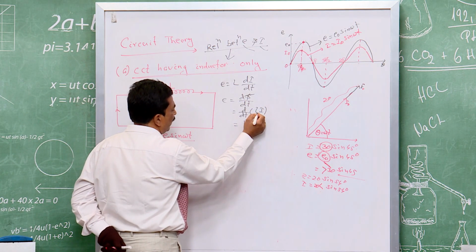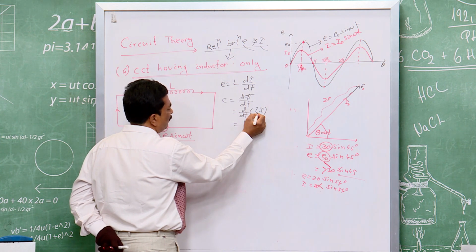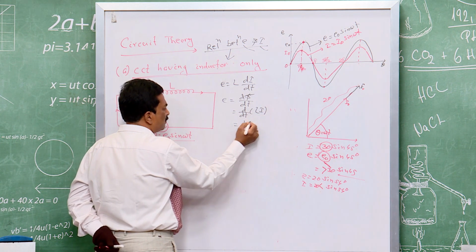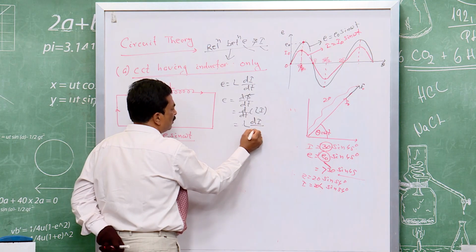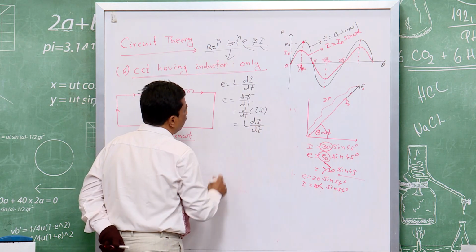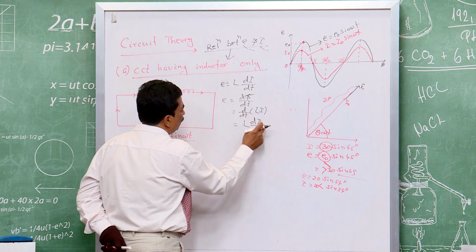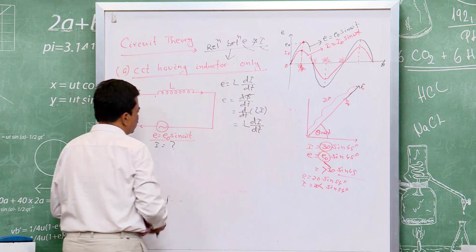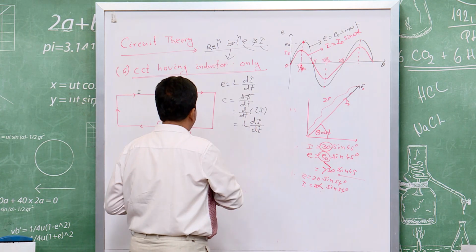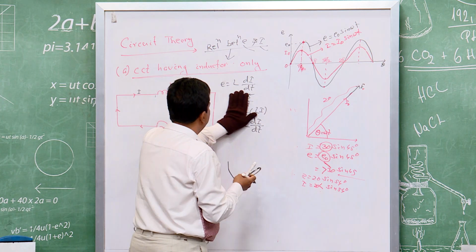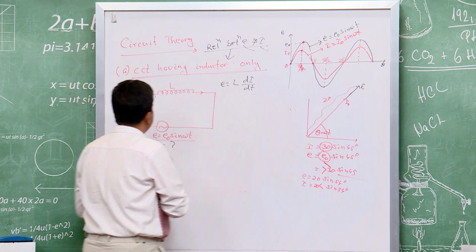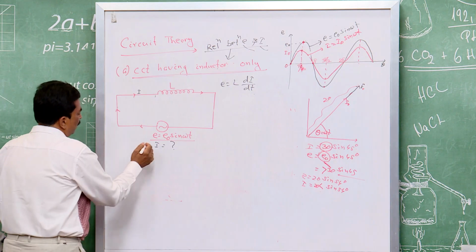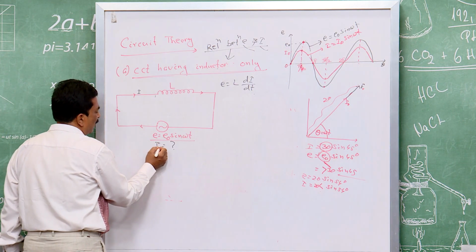So, this is equals to L, that is the coefficient of the self inductance, that is the constant comes out, and that is equals to di by dt. So, E is equals to L of di by dt. This expression you know from Faraday's law. Therefore, if E is equals to that one, we are interested to find the expression of I.